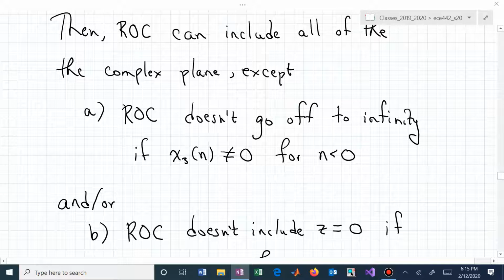But if you have a sequence that's only defined on the right or the left of n equals 0, then you would have one or the other of these particular values of z not included in your region of convergence.